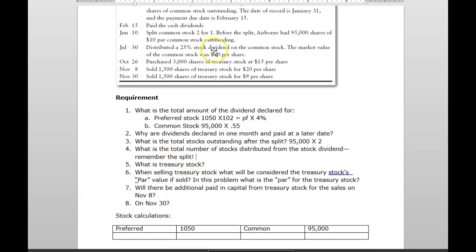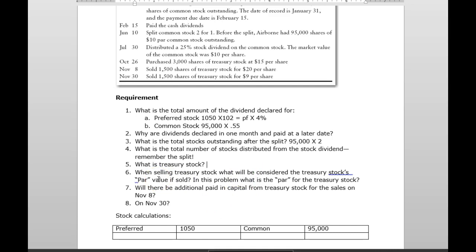Next thing they do is they buy treasury stocks. Now, what are treasury stocks? What are they used for? What good are they? Explain to me what treasury stocks are, as if you were explaining a balance sheet to somebody.